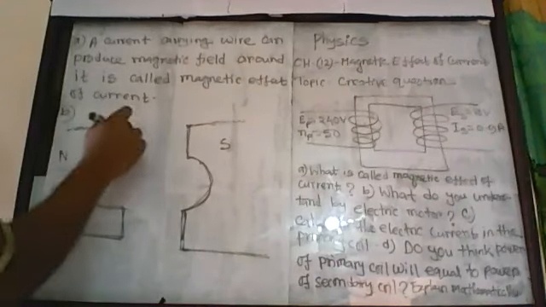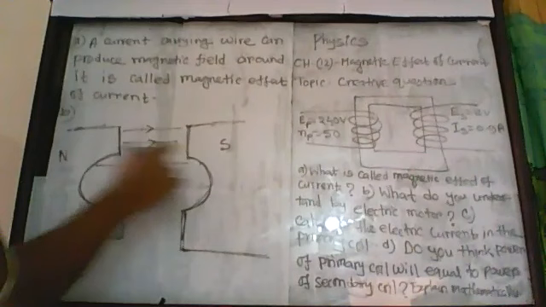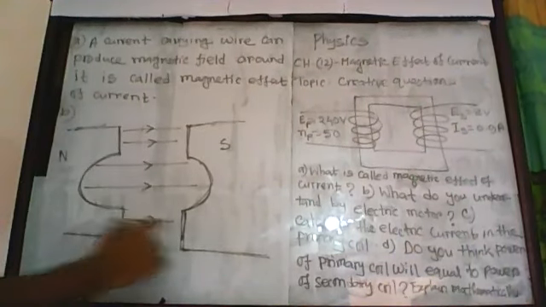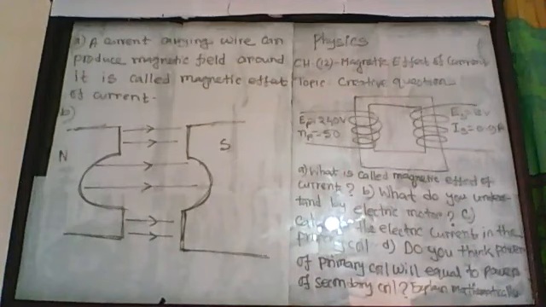So these two can throw the magnetic lines of force. Magnetic lines of force flow from the north pole to the south pole. So this is the direction of magnetic lines of force.